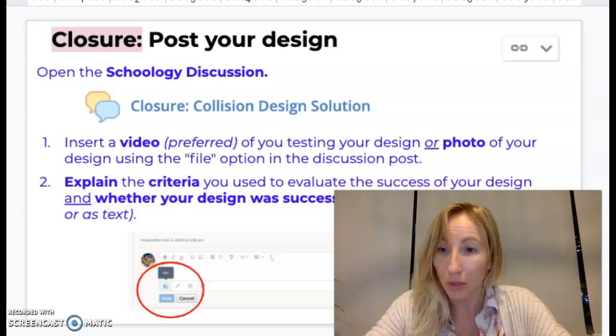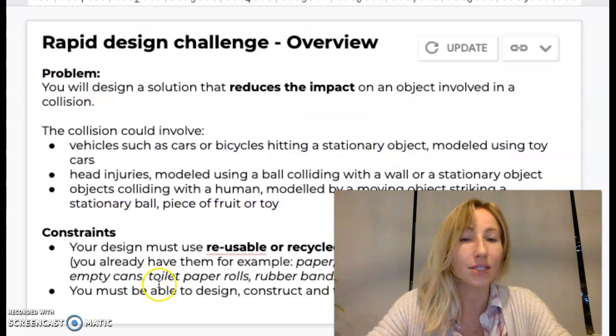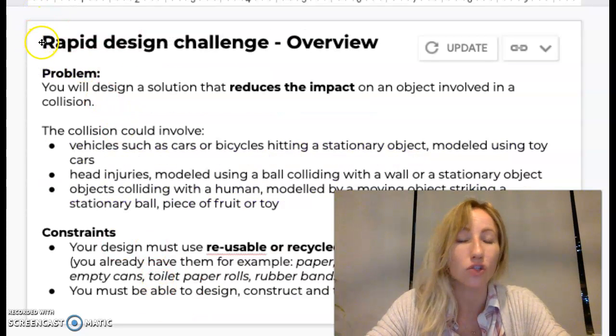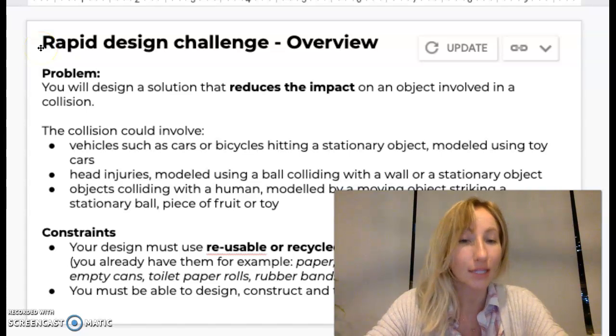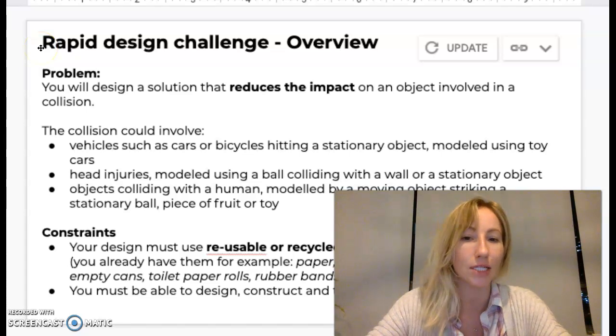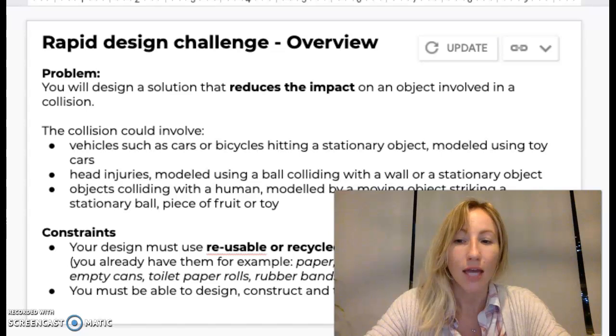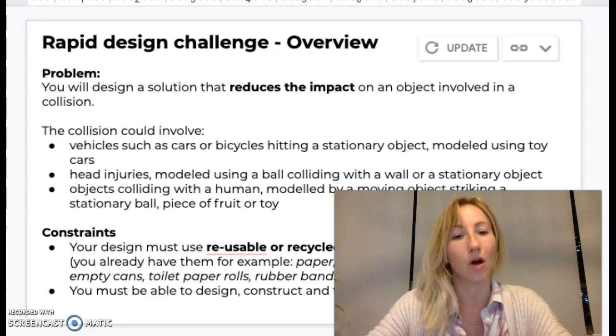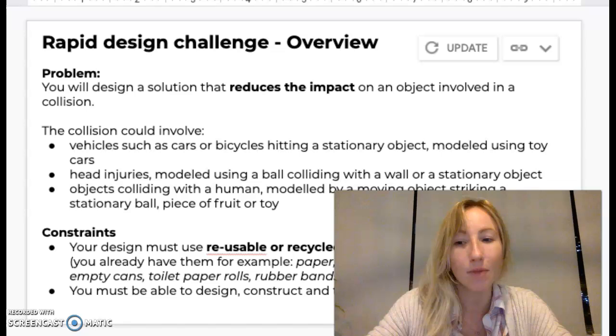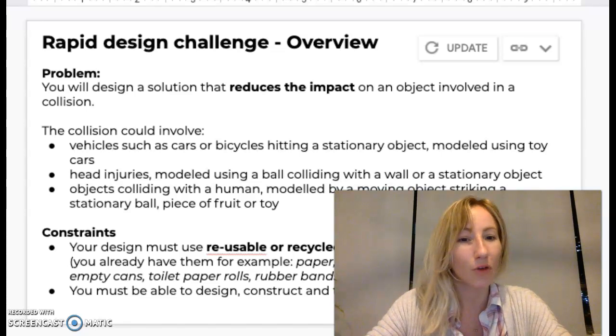So remember that this is a rapid design challenge. So the idea is that the building and the testing is 15 minutes in this challenge. And if you need any help, you know that I'm always reachable by chat, by email. Just reach out. I'm more than happy to help you.